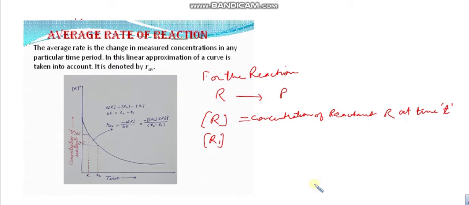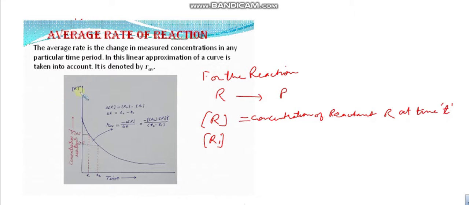प्यारे बच्चों, आज हम लेते हैं केमिकल काइनेटिक्स का टॉपिक एवरेज रेट ऑफ रिएक्शन एंड इंस्टेंटेनियस रेट ऑफ रिएक्शन। तो व्हाट इज एवरेज रेट, इस ग्राफ के हेल्प से हम एक्सप्लेन करेंगे। The average rate is a change in measured concentration in any particular time period.